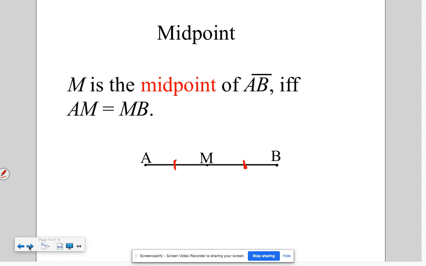So we see that if and only if statement. That means that if you have 2 congruent segments, AM and BM, segments that are equal to one another in length, then the point that's in the middle would be the midpoint. M is the midpoint of AB if and only if AM equals MB.